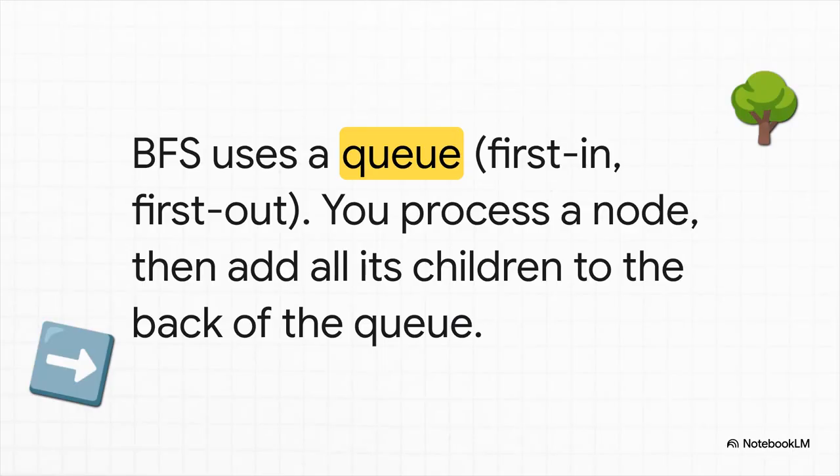So to make BFS work, we use something called a queue. You can just think of it as a waiting line. First in, first out. As you can see in the code, we start the queue with our root node. Then, as long as that line isn't empty, we take the first node out of the line. We do whatever we need to do with it, maybe just log its value, and then we check if it has any children. If it does, we add each of those children to the end of the line. This simple process makes sure we explore the entire tree one level at a time.